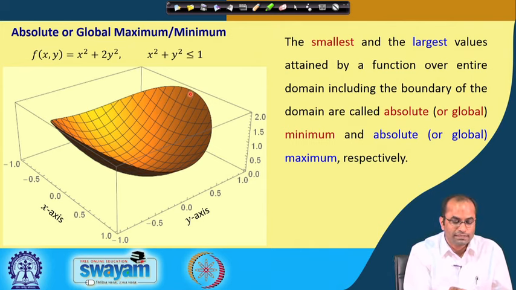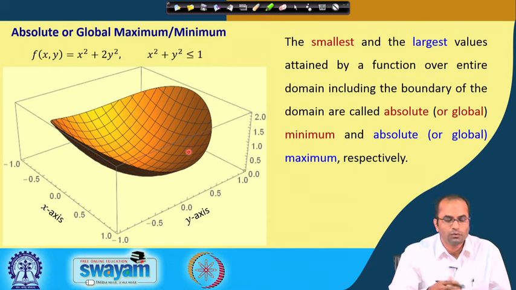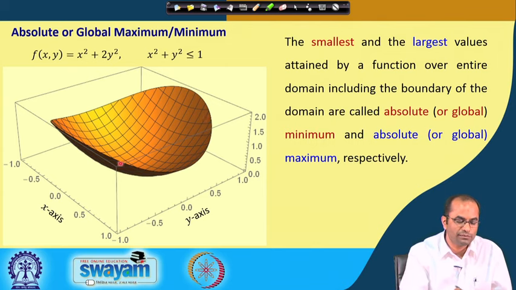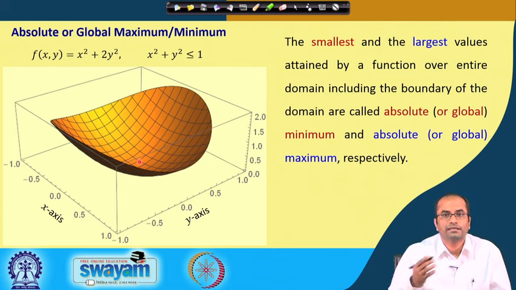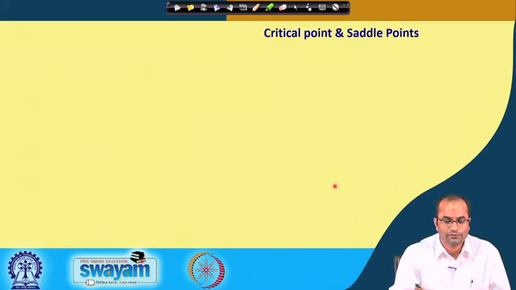So, in this case, when we consider the boundaries, we find among all these local maxima and local minima, and also at the boundaries, we have to check whether the function is taking the maximum value somewhere again. So, among all these local maxima and minima, we have to find the largest and the smallest values, and then we can claim that this is the absolute maximum or the absolute minimum of the function.